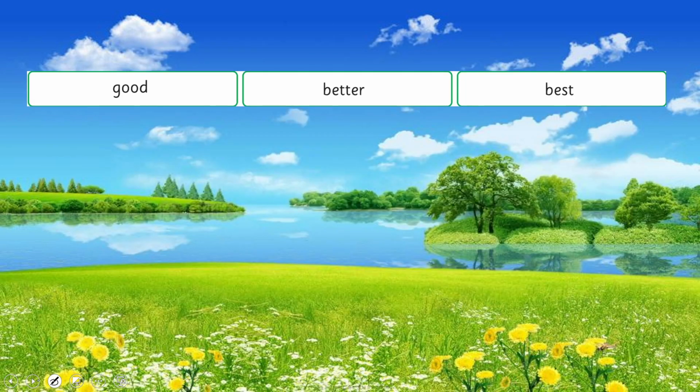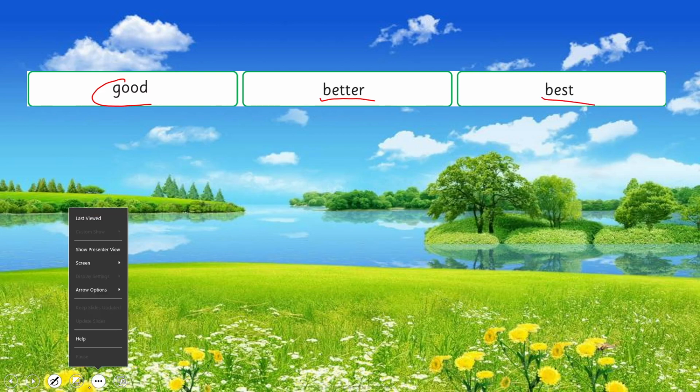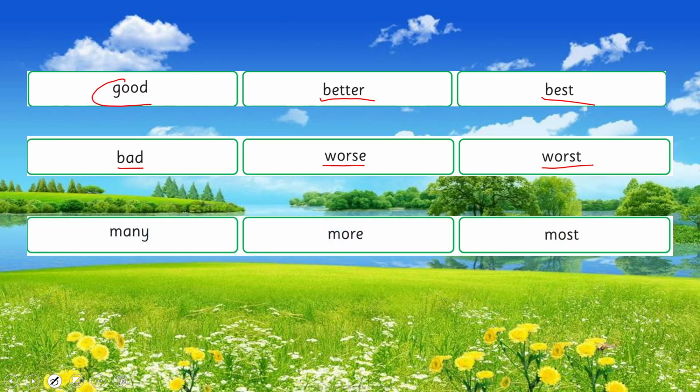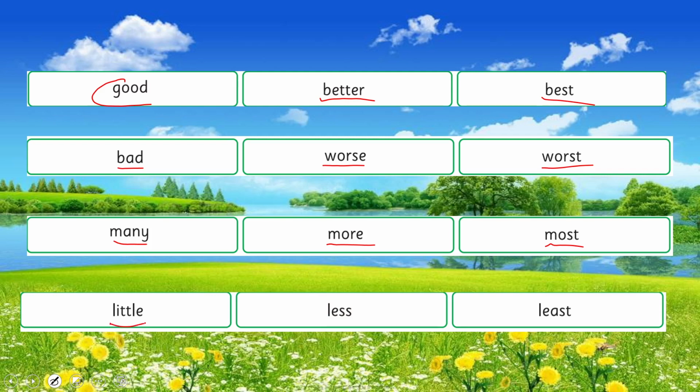How can we see there? Yes, see there: good, better, best. These are called irregular. Okay, it's totally changed. Their degrees are totally changed. Next is bad, worse, worst. Okay, next, read out: many, more, most, little, less, least.